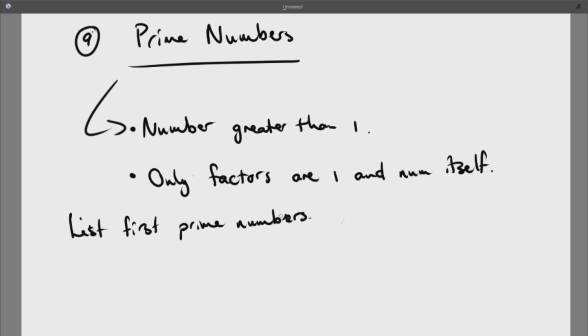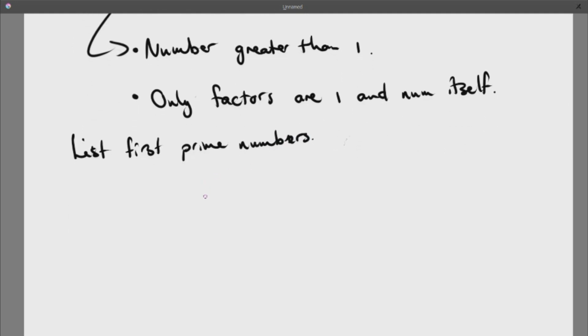So let's list the first few prime numbers.